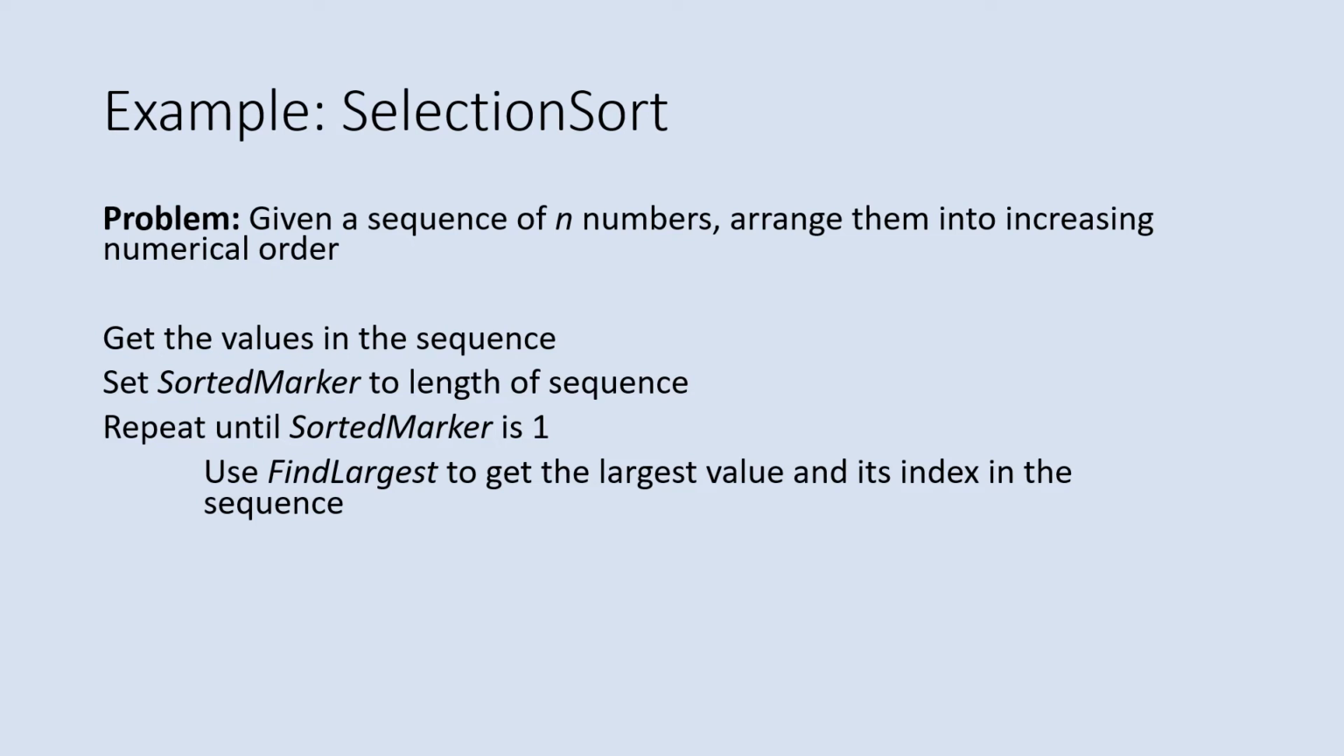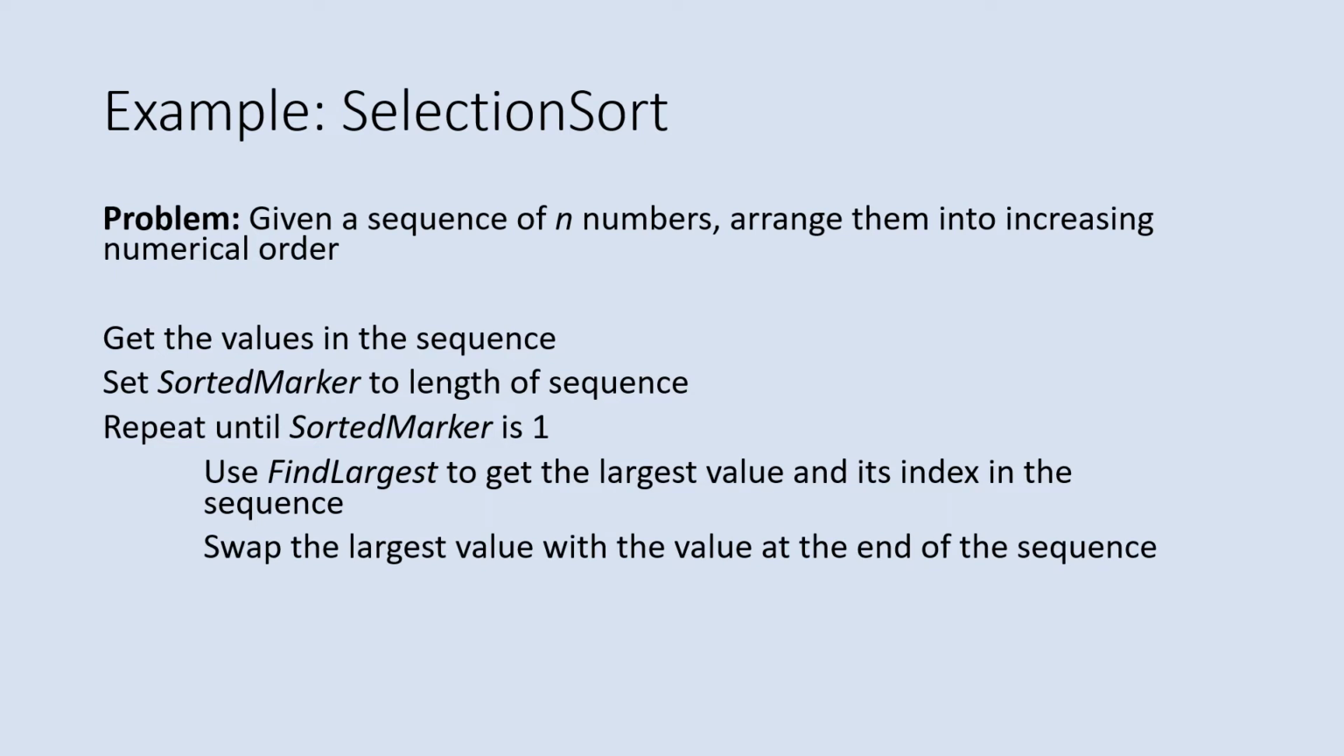So what we're going to do is use our find largest algorithm to just get the largest value and its index. So that's what find largest did. It gave us the largest value and the index. We're going to swap that largest value with the value at the end of the list. So when we find the largest, we know where we're swapping to because we have the index. We're going to take the value at the end, no matter how big or small it was, and swap it with the largest. Then we're going to set the sorted marker to sorted marker -1 and output the ordered sequence.